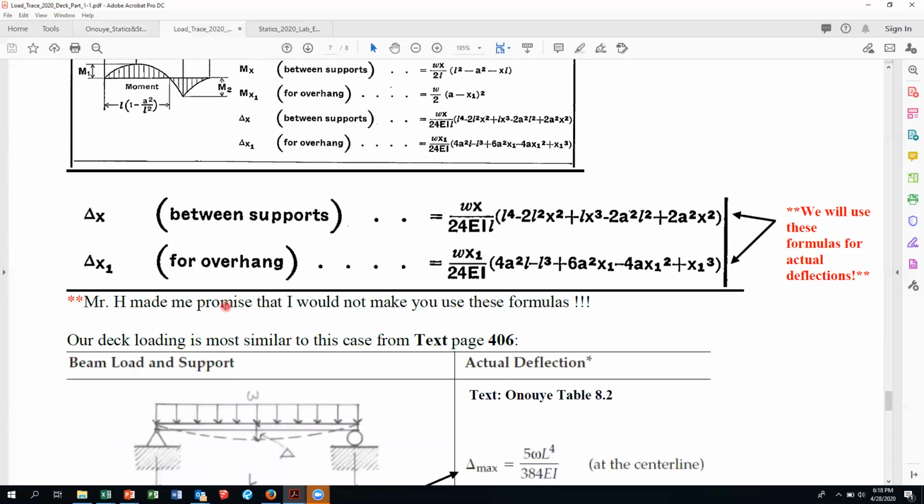And Mr. H made me promise I wouldn't make you use these formulas. So I wanted to, but he told me not to. He told me to knock it off. So that's a little joke. So that went over well.